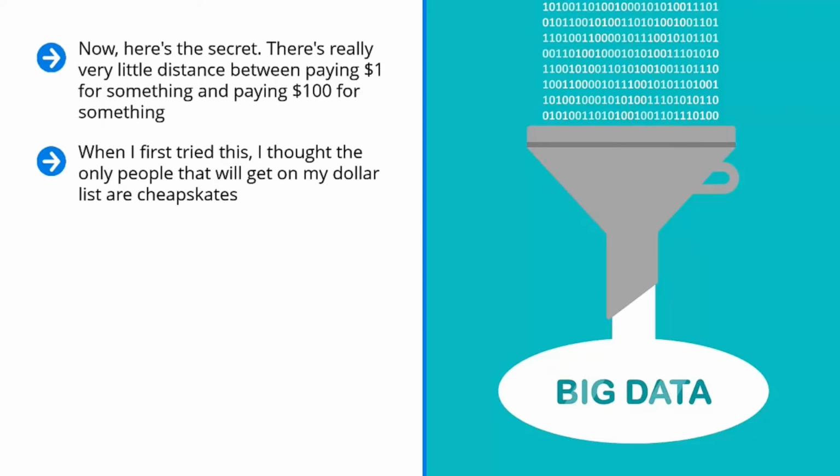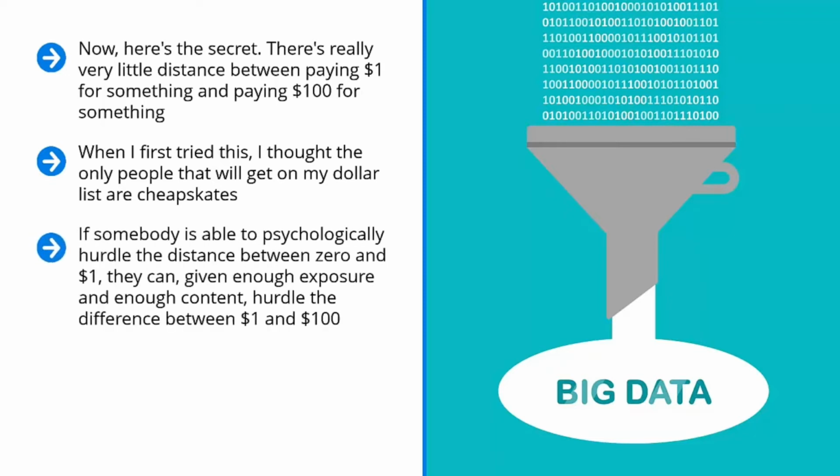Boy, was I proven wrong. If somebody is able to psychologically hurdle the distance between 0 and 1, they can, given enough exposure and enough content, hurdle the difference between $1 and $100. This is not theory, nor is it speculation. I see this all the time with my own two eyes.